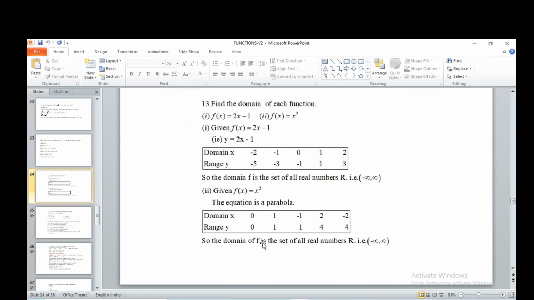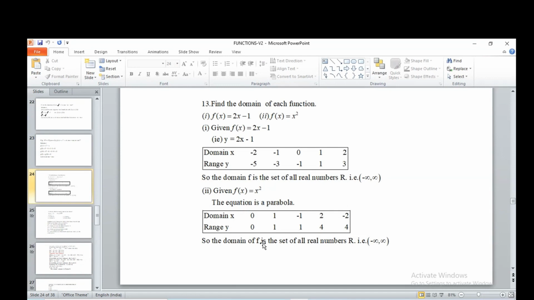Find the domain of each function. f of x is equal to 2x minus 1. f of x is equal to x squared. Here y is equal to 2x minus 1. Domain is x and range is y. I'm taking some points in the domain, both negative and positive: minus 2, minus 1, 0, 1, 2. Substituting these x values in the equation y equal to 2x minus 1, I'm getting minus 5, minus 3, minus 1, 1, 3.